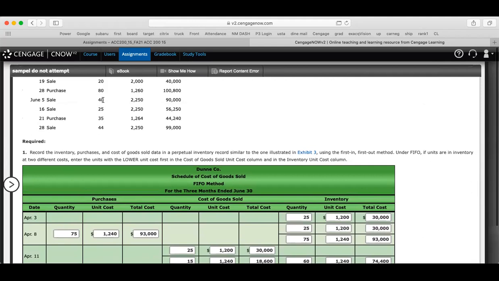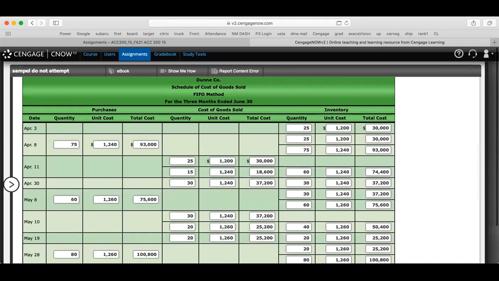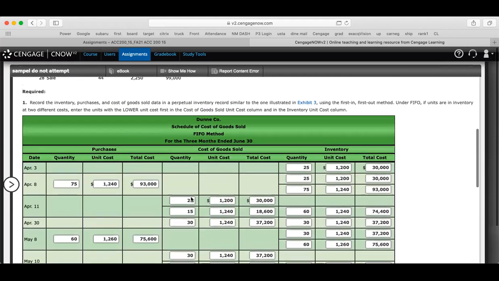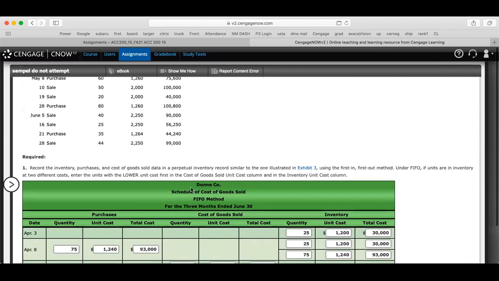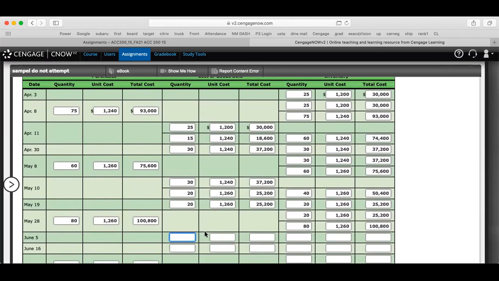Now June 5th, we had a sale of 40 at 2250 for $2,250, and we received $90,000. So we're going to use, how many do we sell again? We sold 40.